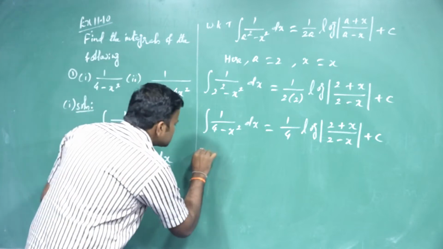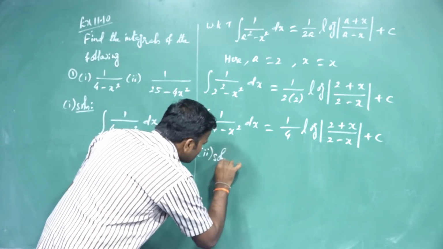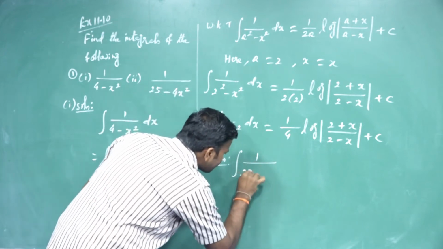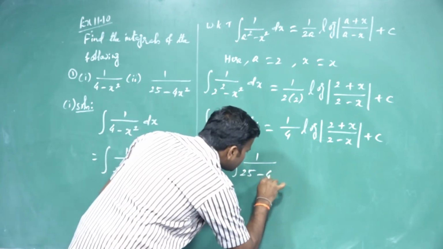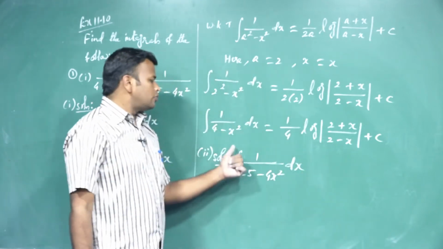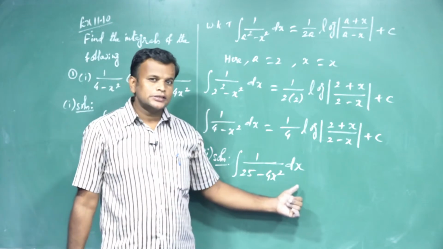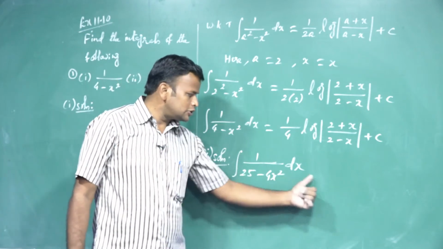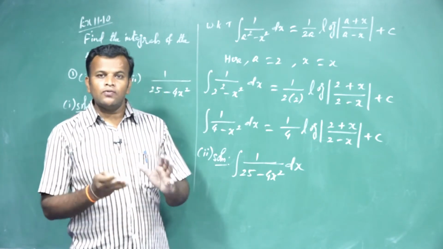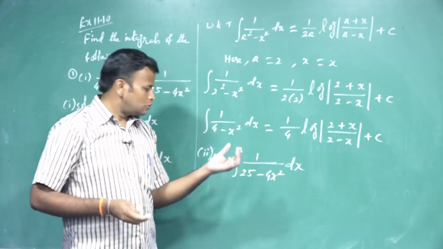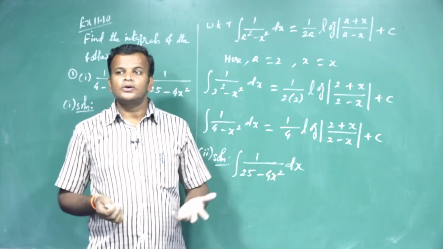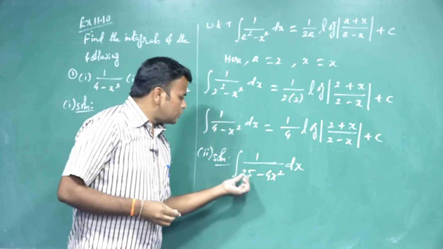Now I say the second solution. Integration of 1 divided by 25 minus 4x square into dx. When we put the integration symbol, we must write dx because we integrate the full term with respect to x. Do you have any idea? Using the same formula of the first one. 25 and 4x square. In our formula the whole square term is in 1. So how to write 25?